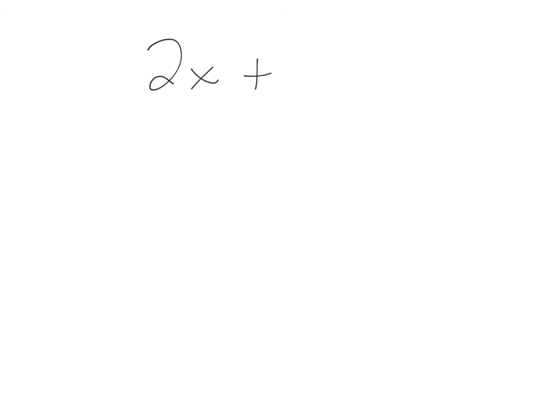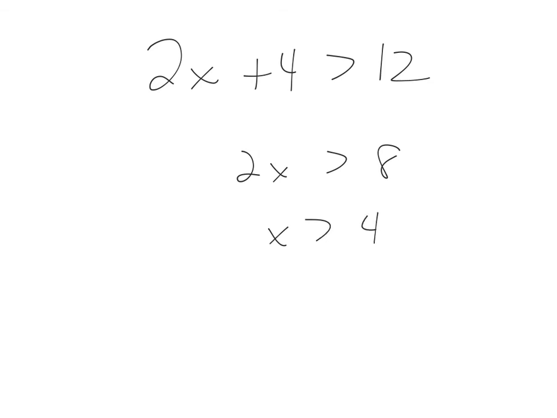2x plus 4 greater than 12. I'd subtract the 4 to make that an 8. I'd divide by 2 to get x greater than 4. Shading, it would look like this.